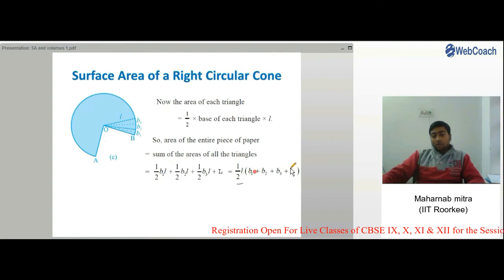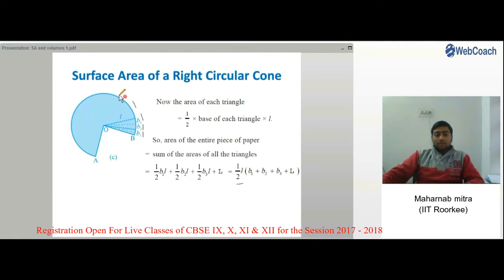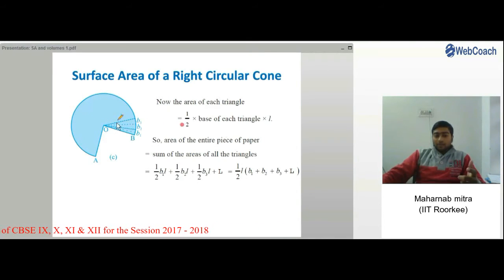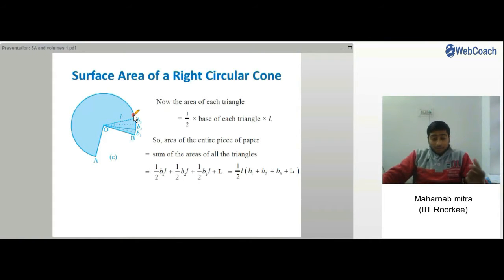If we add all these lengths, what will we get? This plus this plus this plus this and so on. Aren't we getting the length of this major arc AB, right? Because these small portions are actually the parts of the arc AB, and if we are adding the small parts of the arc, we should get the entire arc back. So we finally end up with half into the length of the entire curved boundary, which is AB.